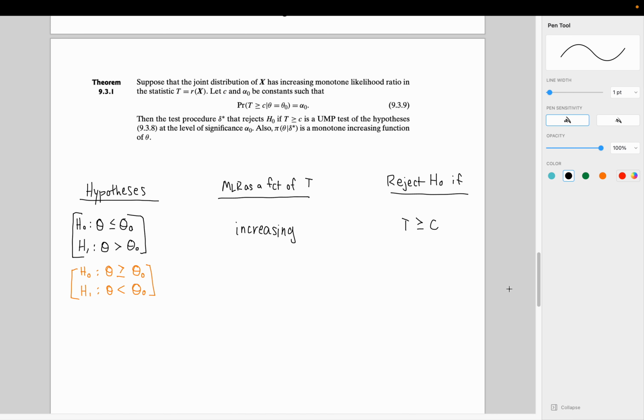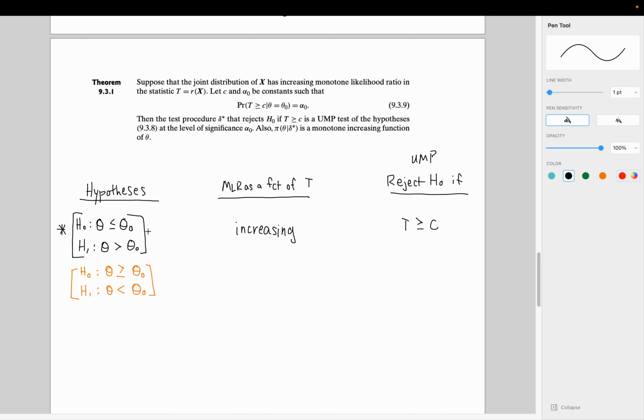That we have this idea of uniformly most powerful test and this monotone likelihood ratio, we can connect the two ideas together. Specifically, theorem 9.3.1 says if we have these hypotheses down here, an increasing monotone likelihood ratio function as a function of t, then we can get a uniformly most powerful test, or a UMP test, of the form where we reject H naught if t is bigger than or equal to some threshold.